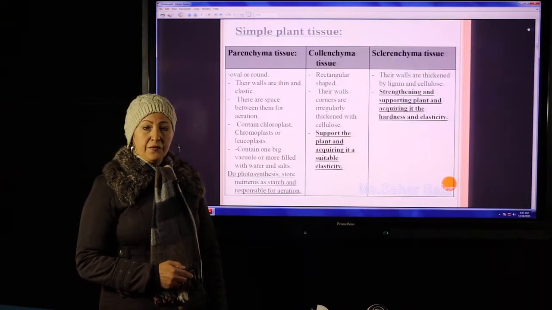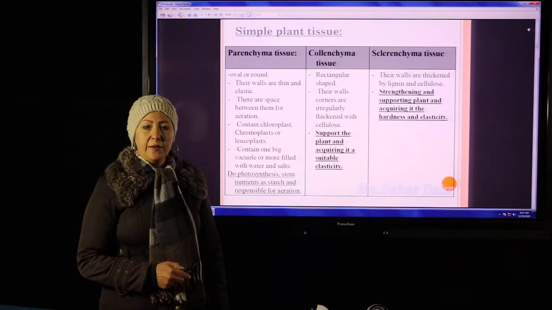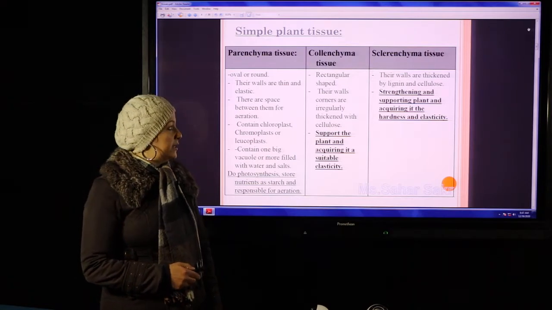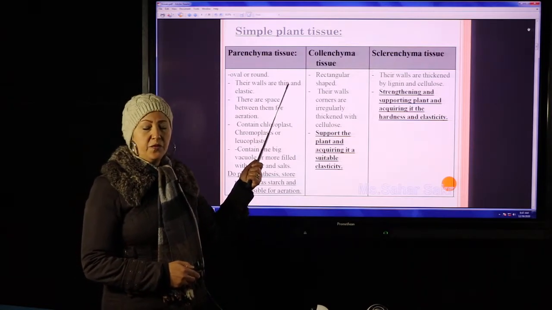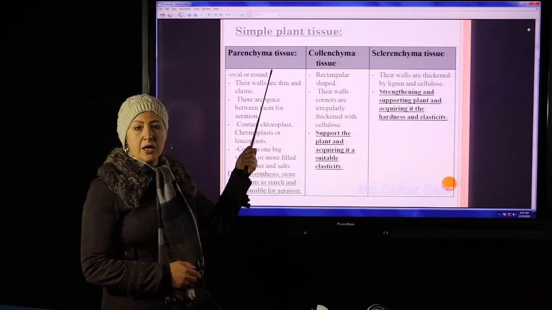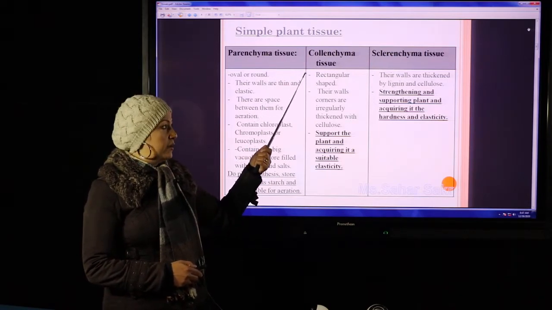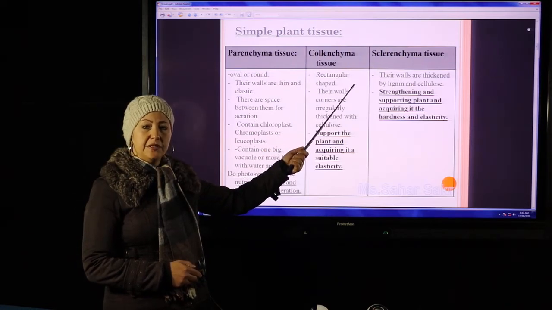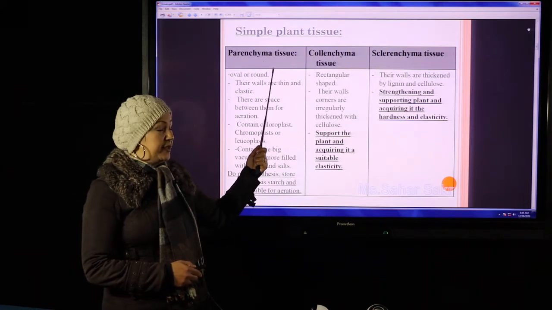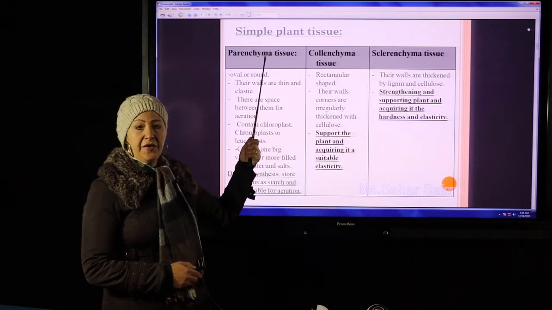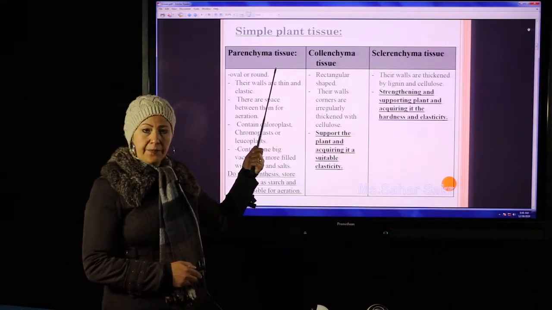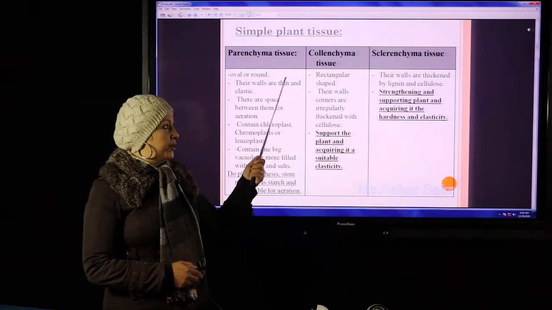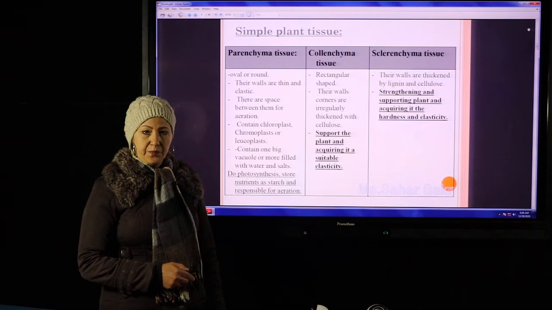Okay? First, we are going to talk about the types of simple tissues inside the plant body. We have three types of simple tissues inside the plant body. First one is the parenchyma tissue. The second one is the collenchyma tissue. And the third one is the sclerenchyma. So we have three types of simple tissue in the plant: parenchyma, collenchyma, and sclerenchyma. First, we are going to talk about the parenchyma tissue.